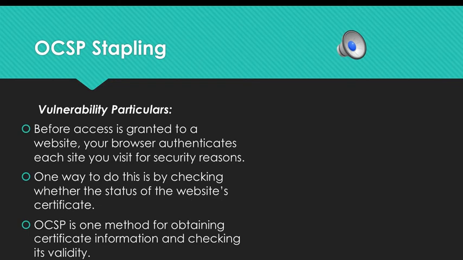When attempting to access a website, your browser decides whether it's safe for you to connect. It does this by checking if the site has a certificate and whether that certificate is valid. Online Certificate Status Protocol, or OCSP for short, is one method used for checking a website certificate.